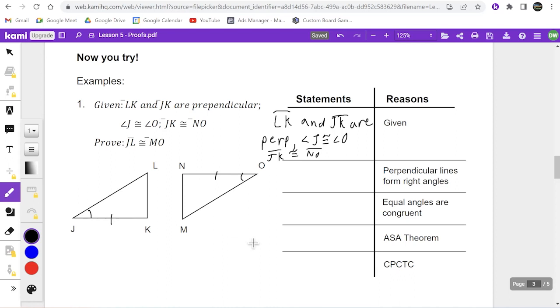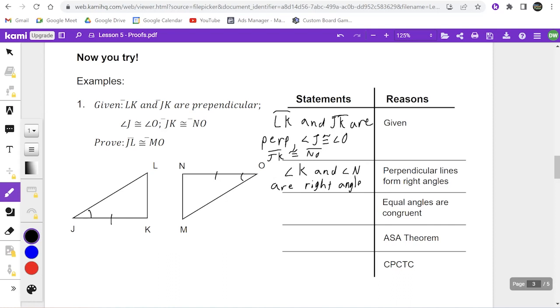Now, since I give us the reasons, ultimately I'm trying to prove what? I'm trying to prove JL, this side right here, is congruent to MO, this side right here. Now obviously they look congruent, but that's not enough to actually say they're congruent. That's why I have proofs. So on the next reason, it says perpendicular lines form right angles. What would be the statement for that reason? Maybe this is confusing to you, but I'm going to tell you perpendicular lines form right angles is the reason to say that angle K and angle N are right angles.